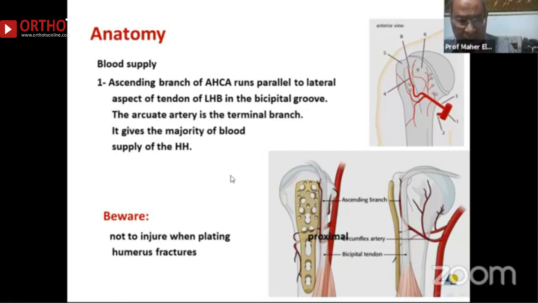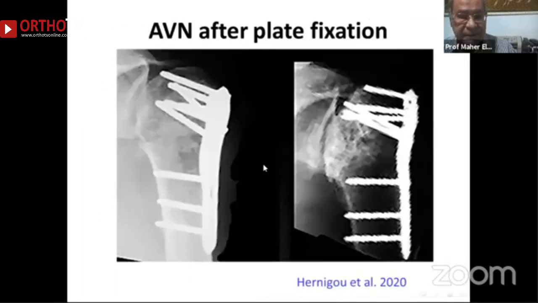Something applied: beware not to injure it when plating a humerus fracture. Like this case. This is a surgical neck fracture fixed by this plate, and this plate may injure the ascending branch of the anterior humeral circumflex artery, leading to this amount of avascular necrosis.